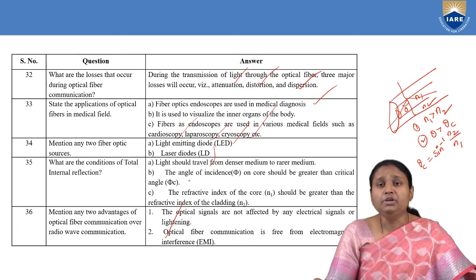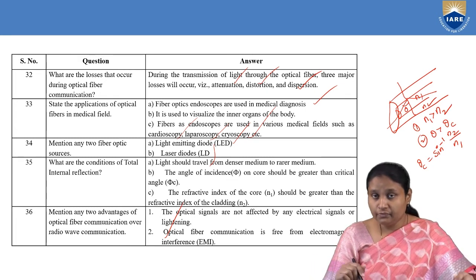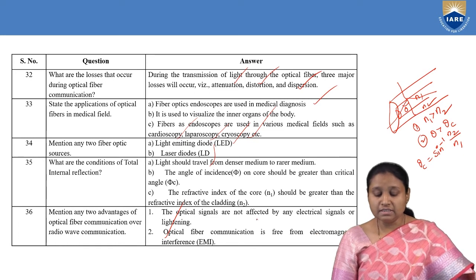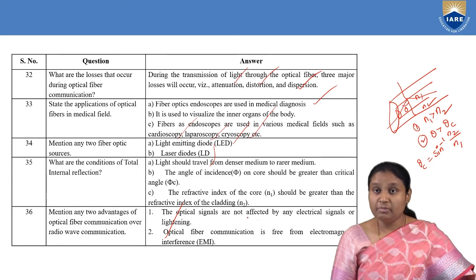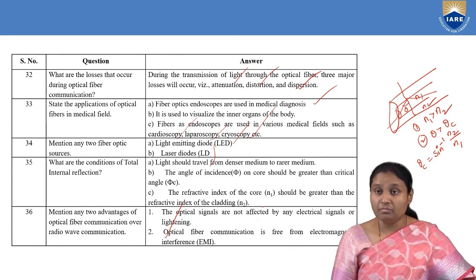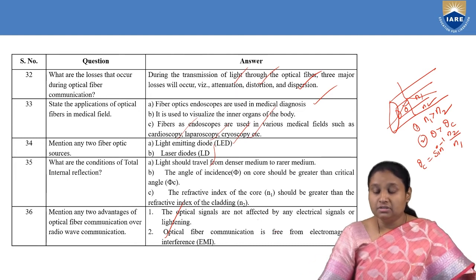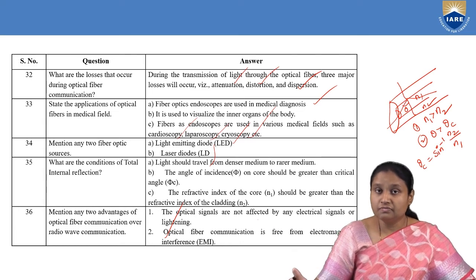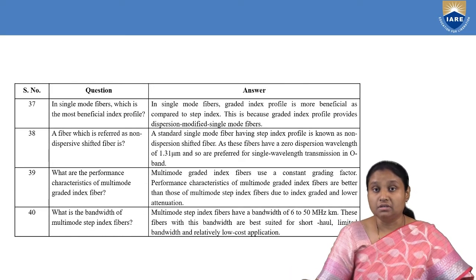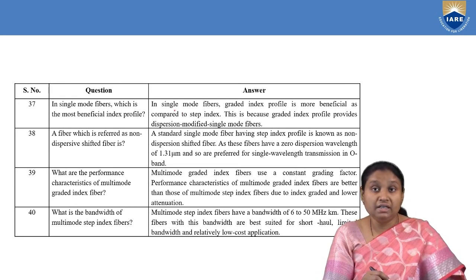Then, mention any two advantages of optical fiber communication over radio wave communication. There are many advantages, but of those, the two main advantages are, one, they are not affected by any electrical signals or lightning. Why? Because our information is in optical form. And the second thing is they are free from electromagnetic interference. That's why we are not going to get any crosstalk generation or noise generation when we go for optical fiber communication.